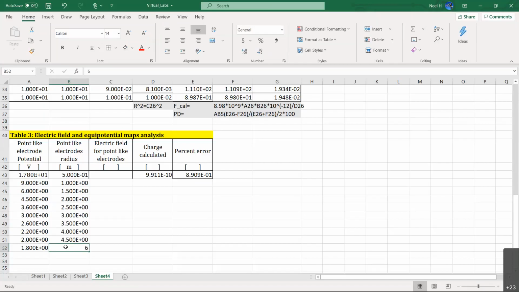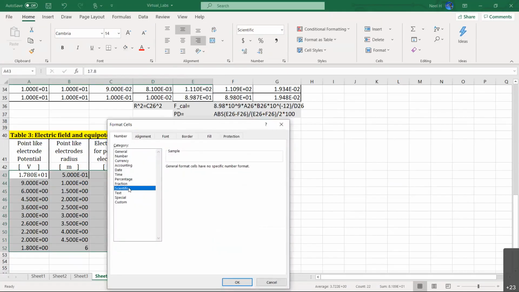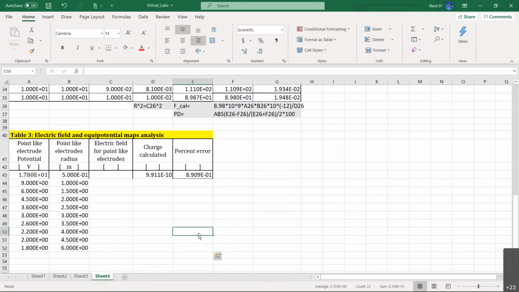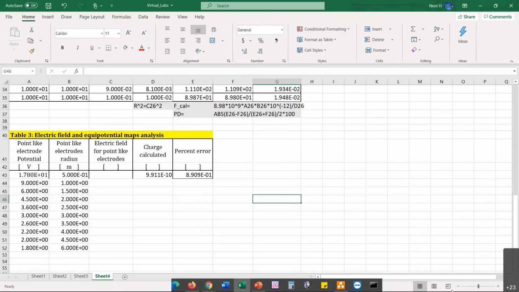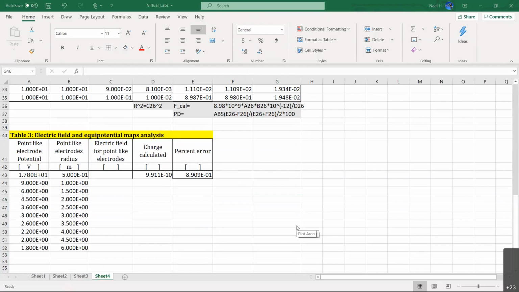Okay, question. Anybody have any question? Everybody okay with the data set? Format cells, scientific notation. We try to keep about 4 significant figures for all the calculation. I will show you that in a bit, okay? Yeah, we'll talk about that in a bit.